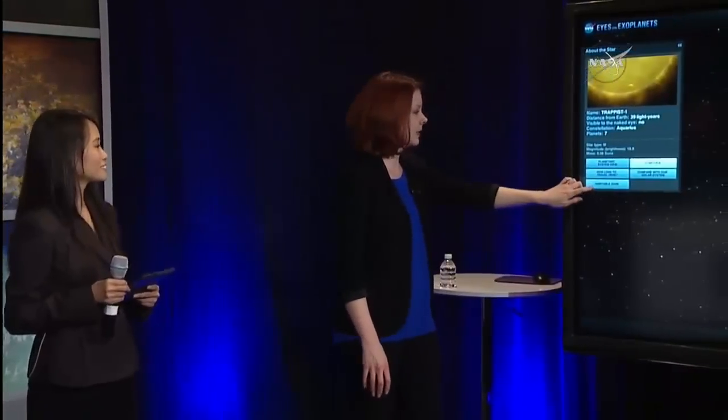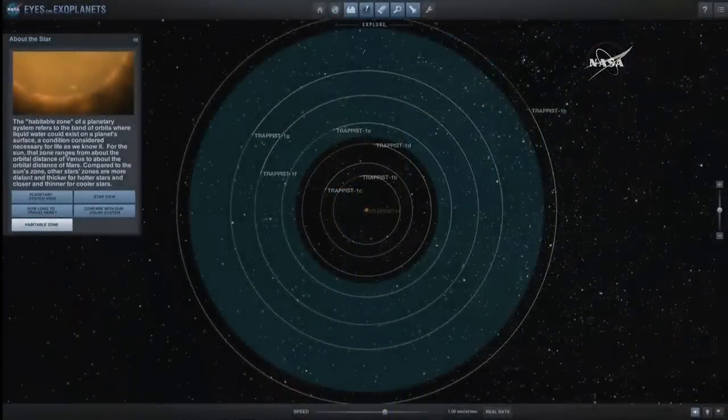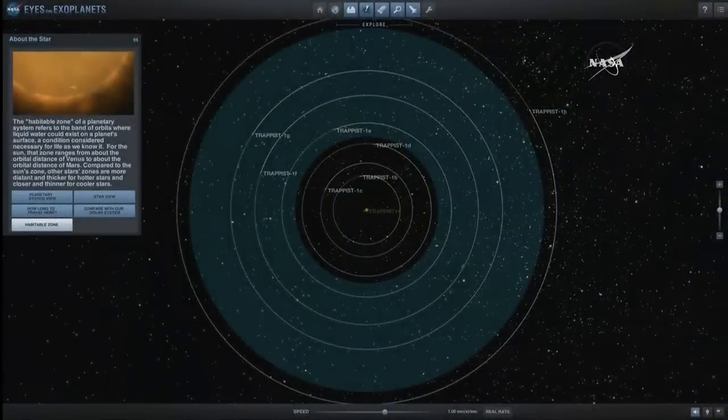So what do we know about the 3 worlds in the habitable zone? Sure, so I'll use Eyes on Exoplanets here to give you a brief tour of the habitable zone of the TRAPPIST-1 system. So if we zoom out to the system away from the host star, you'll see all 7 planets, with the habitable zone indicated here in this blue region. The innermost planet in the habitable zone is TRAPPIST-1e.